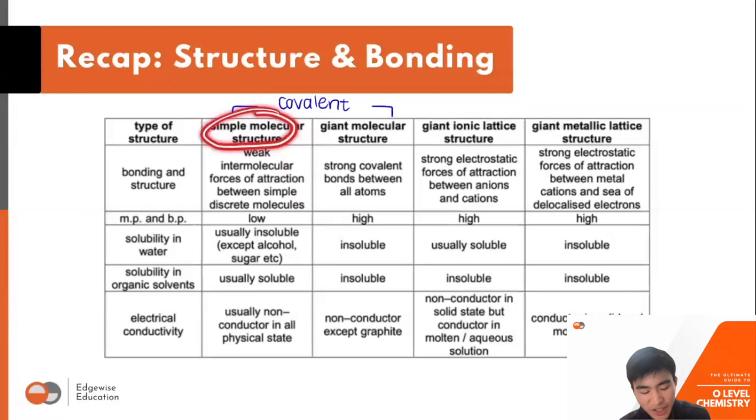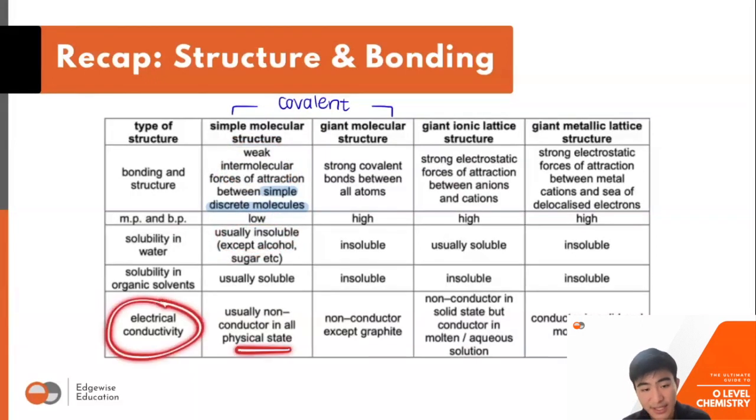Now, simple molecular structure, the bonding and the structure is what? Because they are very simple, they like to be happy, they got weak intermolecular force of attraction between simple molecules. Discrete means individual, right? So I got one water molecule, they are joined together with this very weak intermolecular force of attraction. Remember, strong only happens when they got positive and negative attraction. Okay, now melting and boiling point is low because why? Weak intermolecular force. They are insoluble, okay, and they cannot conduct electricity.